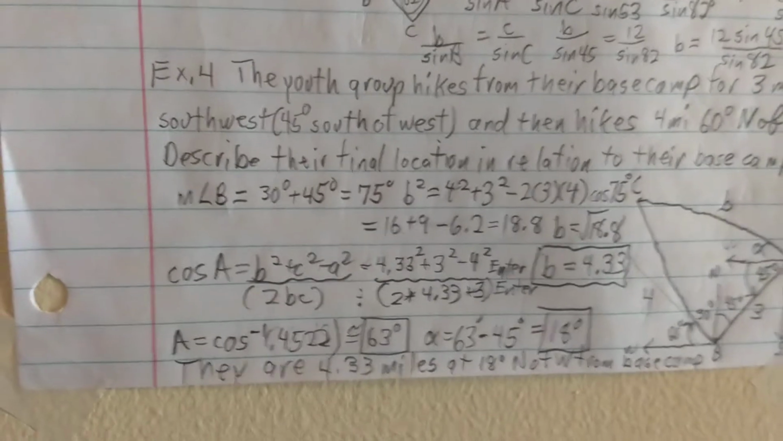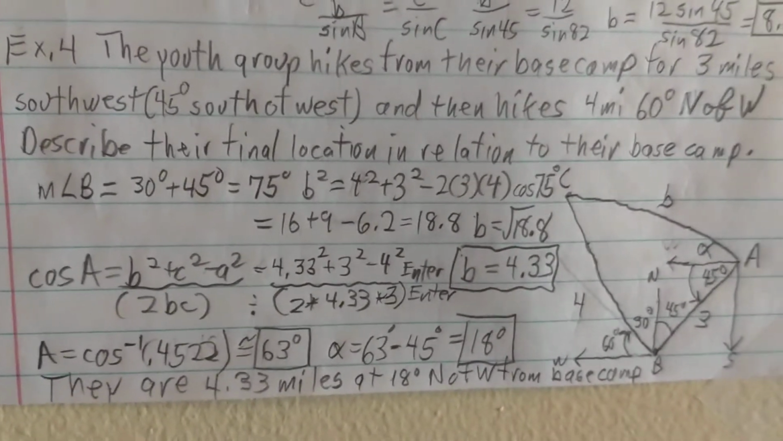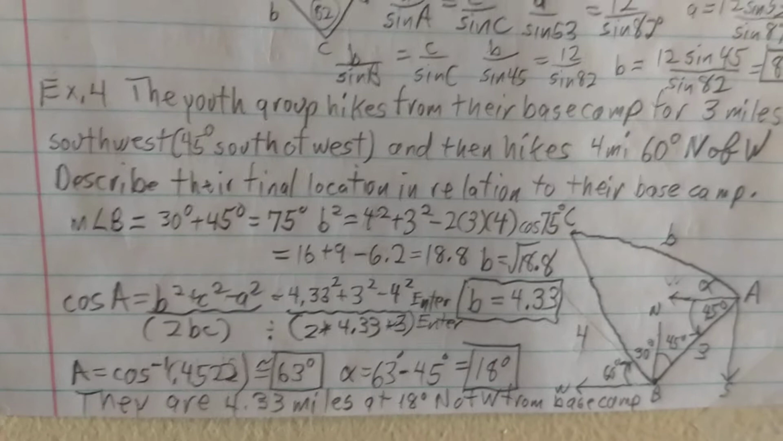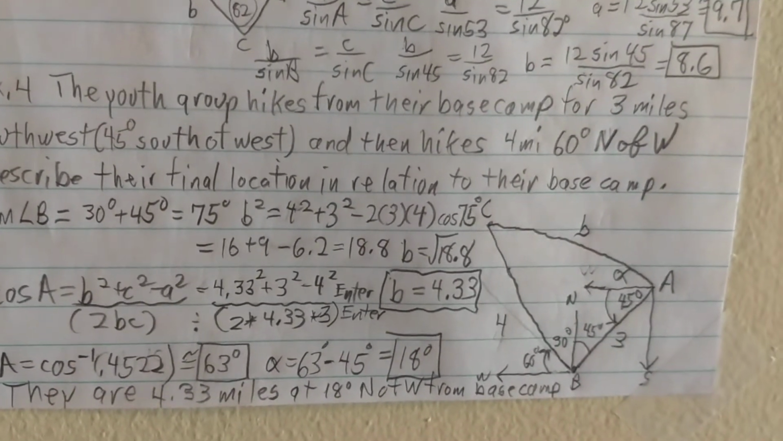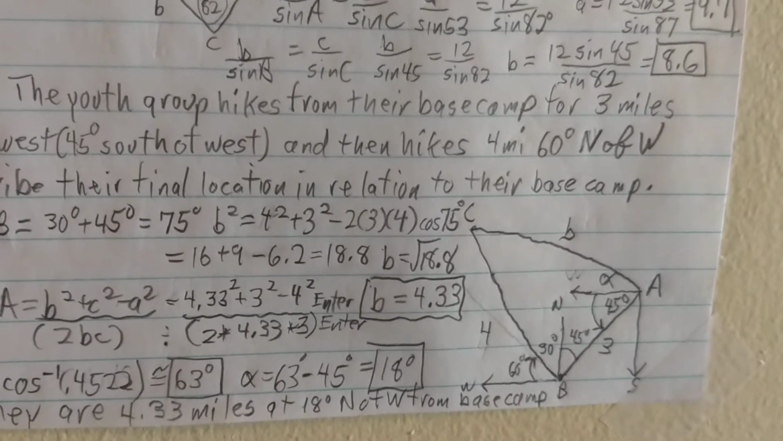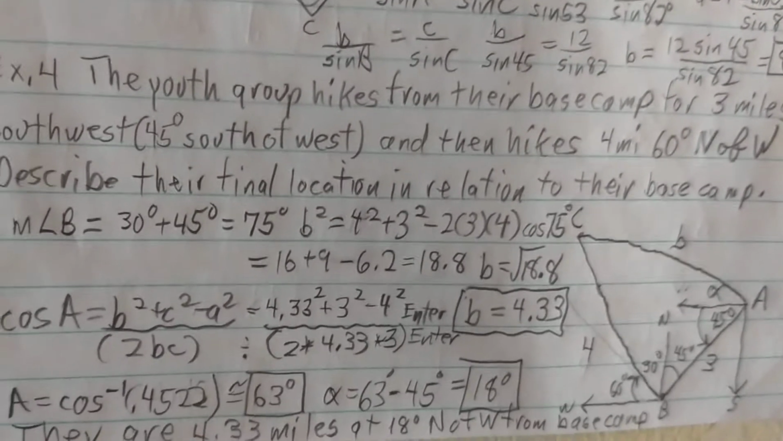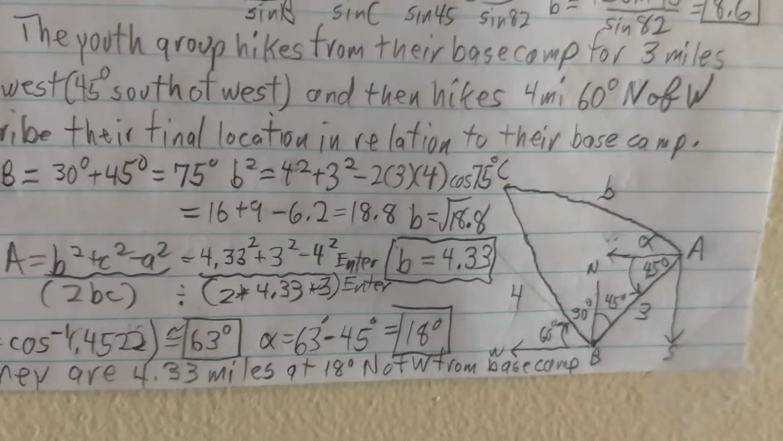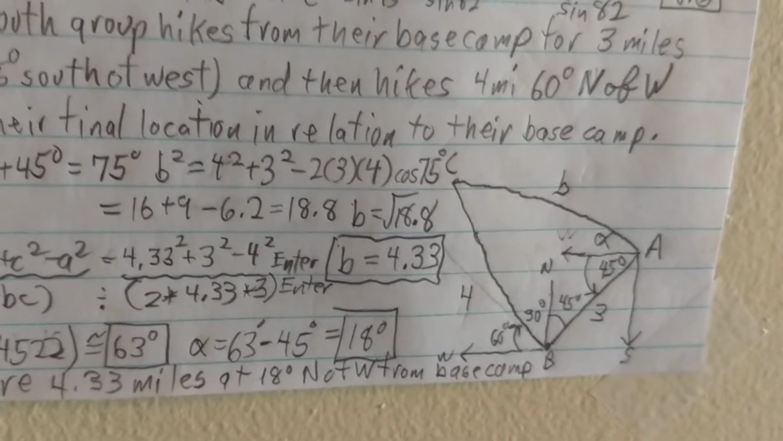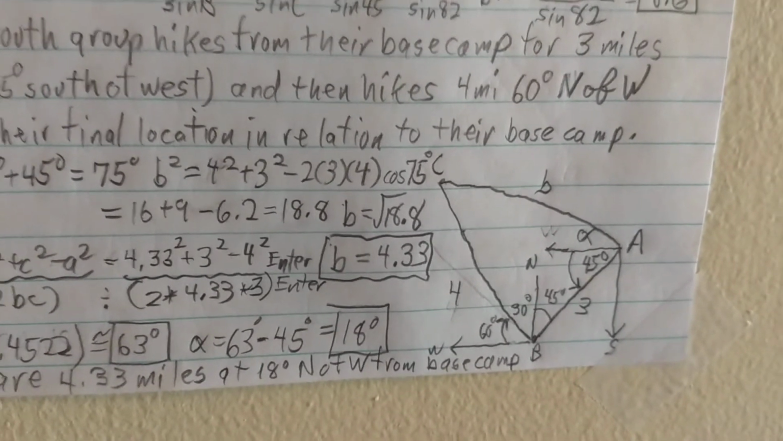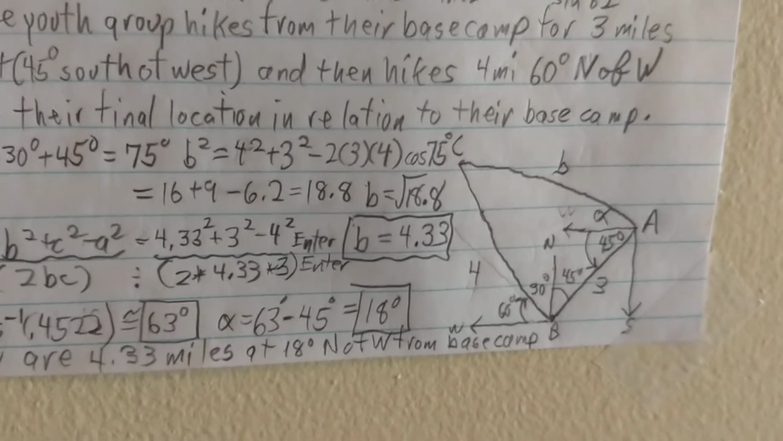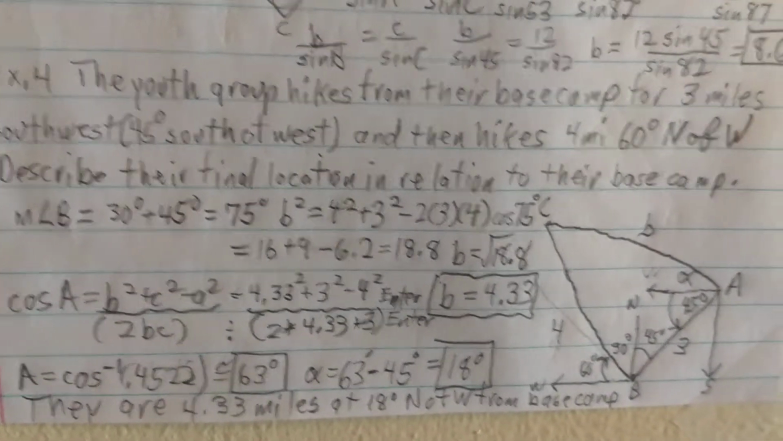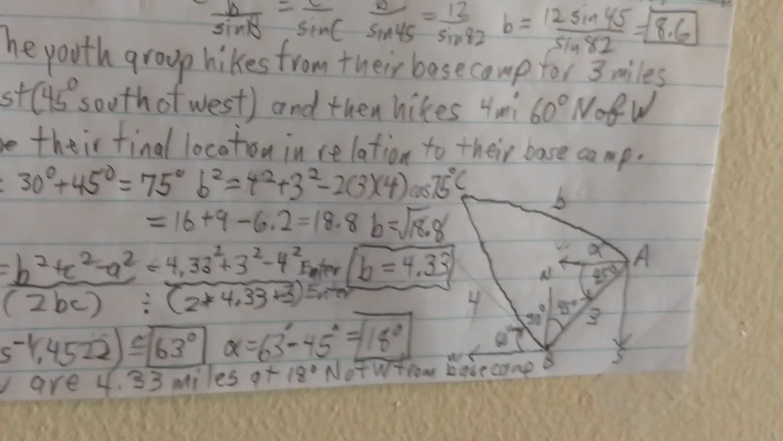Now example 4, this is a more involved example. The youth group hikes from their base camp for 3 miles southwest, 45 degrees south of west. And notice on my picture here, at point A, I'm going 45 degrees in the south direction from west, or left, okay? And then hikes 4 miles, 60 degrees north of west, okay? So notice at the bottom where B hits, where the 3 ends, then I have 60 degrees up north from west, and that's 4 miles, okay? So those are the directions. Describe their final location in relation to their base camp.